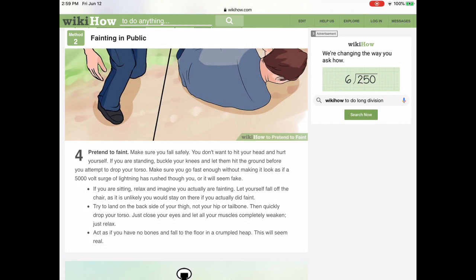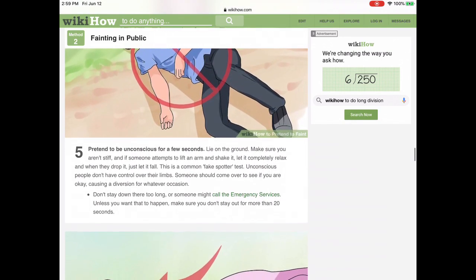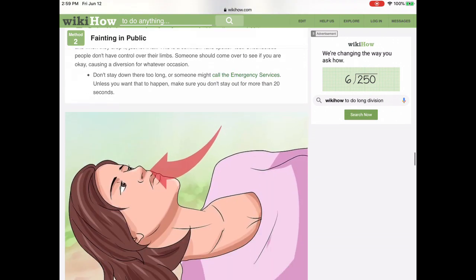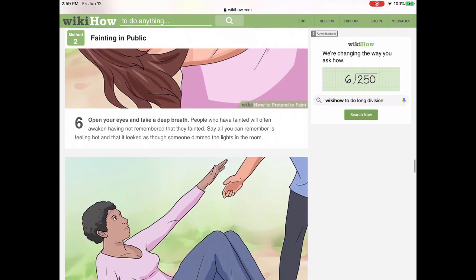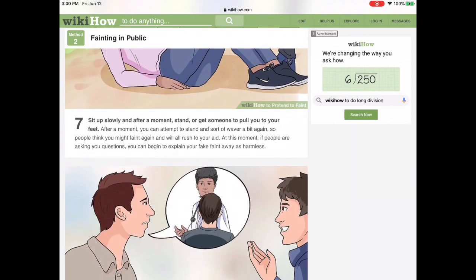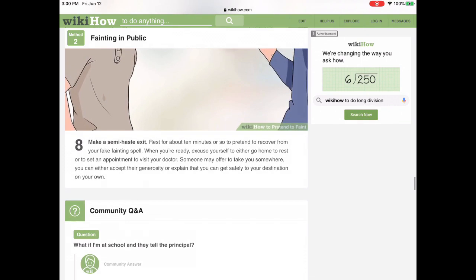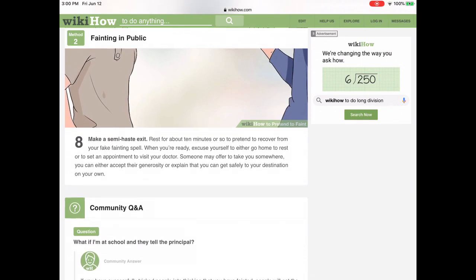Finally, pretend to be unconscious for a few seconds. Only a few seconds. Open your eyes and take a deep breath. Sit up slowly and after a moment stand. So basically, make a semi-haste exit. If you're only supposed to be unconscious for a few seconds, then what's the point of even pretending to faint? Anyway, bye.